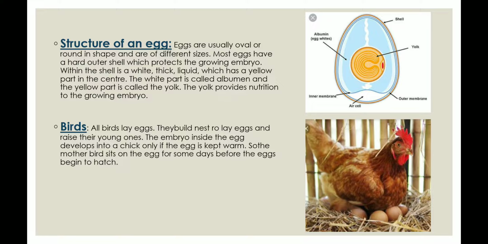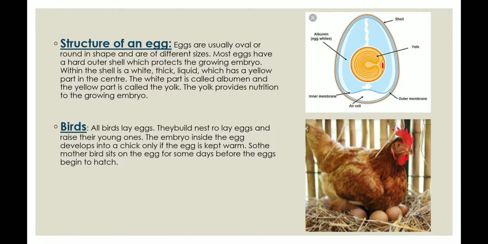Now birds. First we will learn about one type of egg-laying animal, that is birds. All birds lay eggs. They build nests to lay eggs and raise their young ones. The embryo inside the eggs develops into a chick only if the egg is kept warm. So the mother bird sits on the egg for some days before the eggs begin to hatch. So all birds, any type of bird, all kinds of birds, they reproduce only by laying eggs.